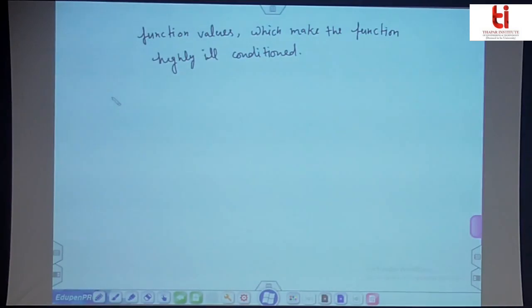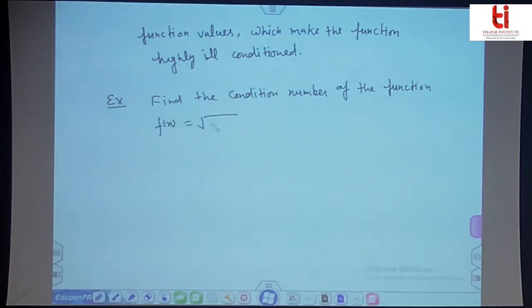One more example we will take. Find the condition number of the function f(x) equal to under root x plus 1 minus under root x at x equal to 12345. Okay. Solution.